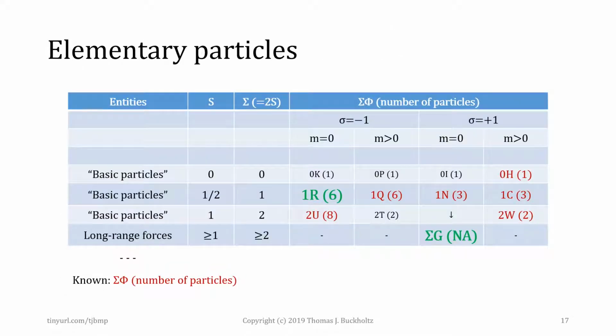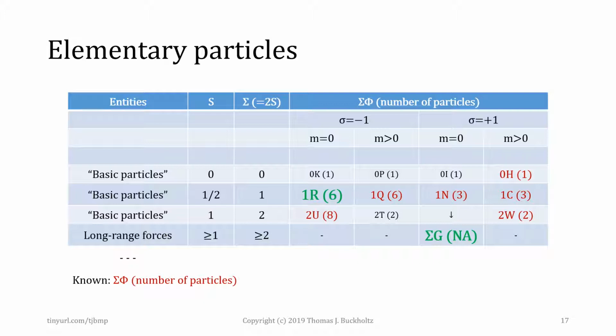We discuss each of the types of basic particles to which this slide alludes. We discuss the basic particles for which little sigma equals +1 and the mass is greater than 0. The 0H particle is the Higgs boson. The three 1C particles are the three charged leptons, the electron, the muon, and the tauon. The two 2W particles are the two weak interaction bosons, the Z boson and the W boson.